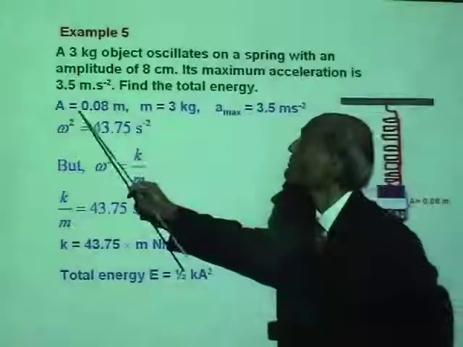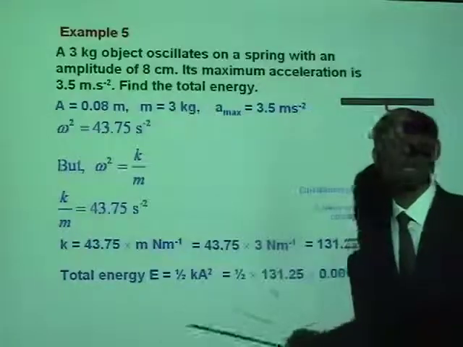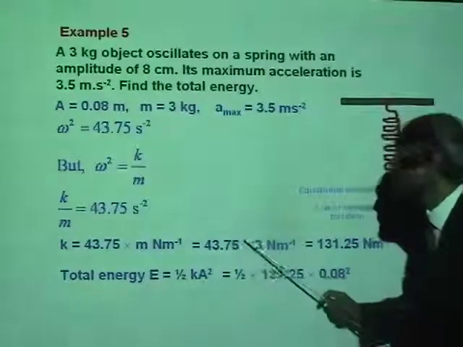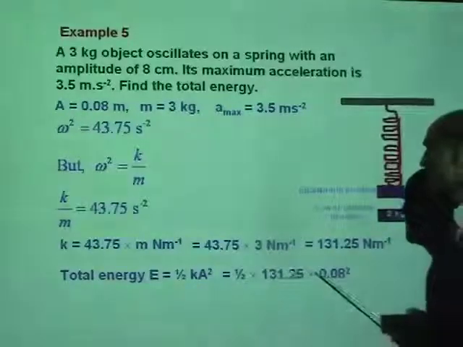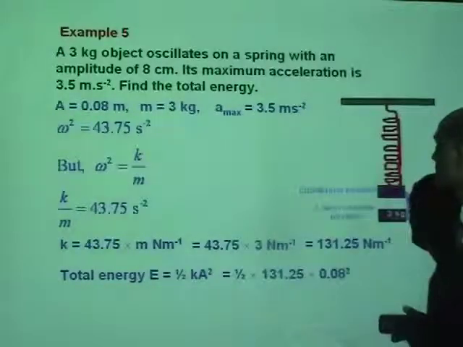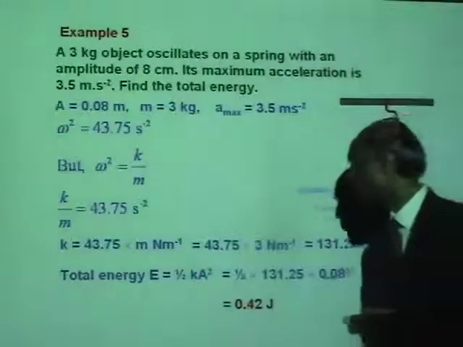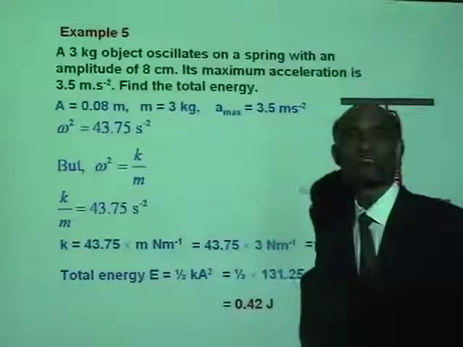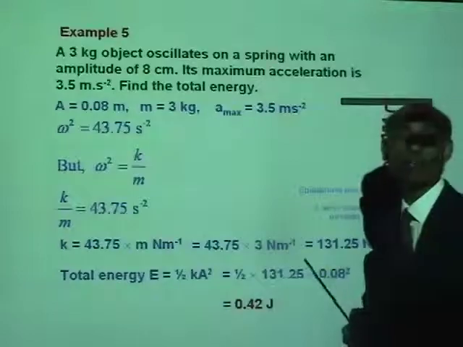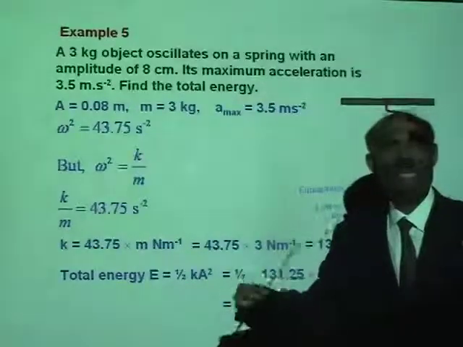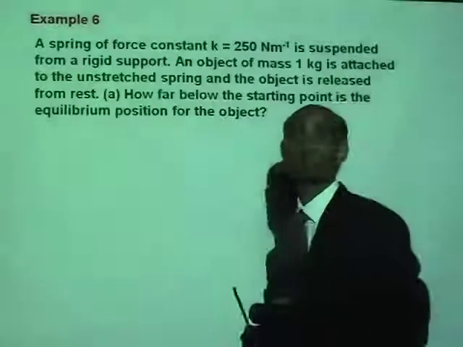And we know the value of A. We now obtain the value of K, and that will be 1/2 times K, which is 131.25, times A squared, 0.08 squared. That is 0.42 joules, the total energy of that oscillation. Okay, I hope now you can solve any such problems. Let's look at another example.